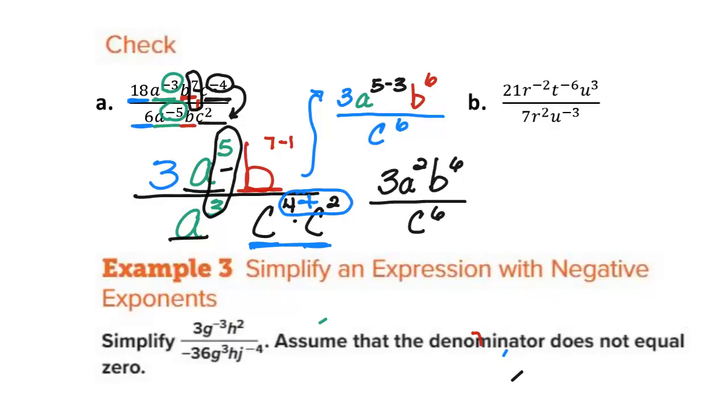I don't have any negative exponents. I don't have any fractions that I need to put in simplest form. I don't have any repeats of my bases or my variables. So this is my final answer.